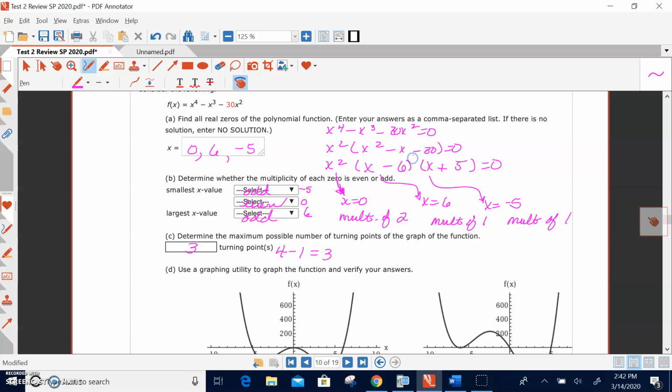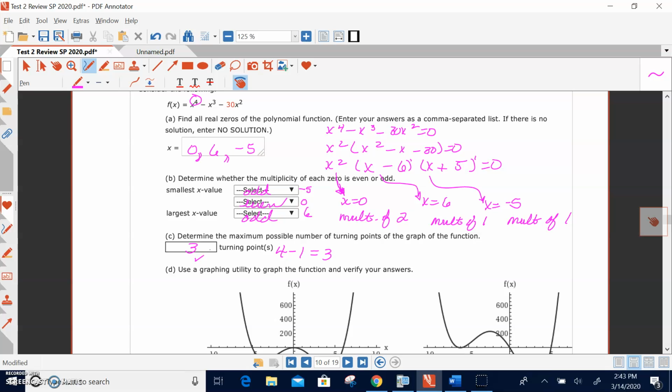And remember, that's just because the exponents on those factors are just 1. Okay, for x plus 5, we'll get a zero of negative 5. So we're going to list those separated by commas. The smallest x value of negative 5 has a multiplicity of 1, so it's odd. The largest x value of 6 has multiplicity of 1, odd. And the middle value, 0, has multiplicity of 2, so we would say it's even. And then finally, the turning points would be the degree, which in this case is 4, minus 1, which would be 3. That gives us our turning points.